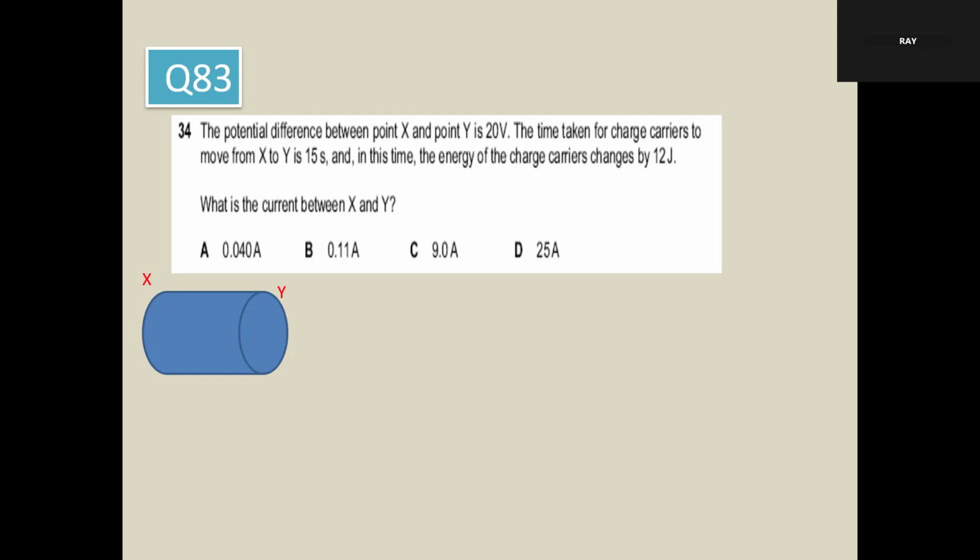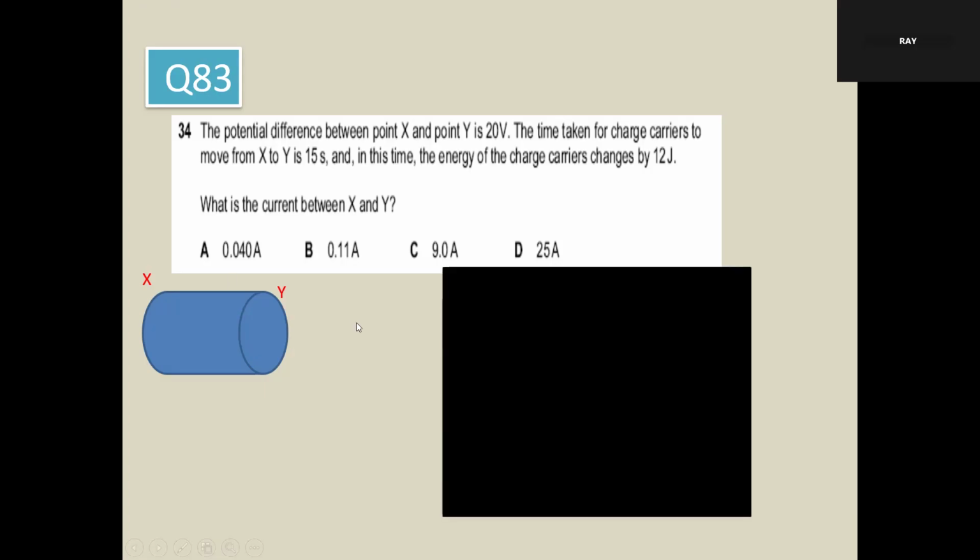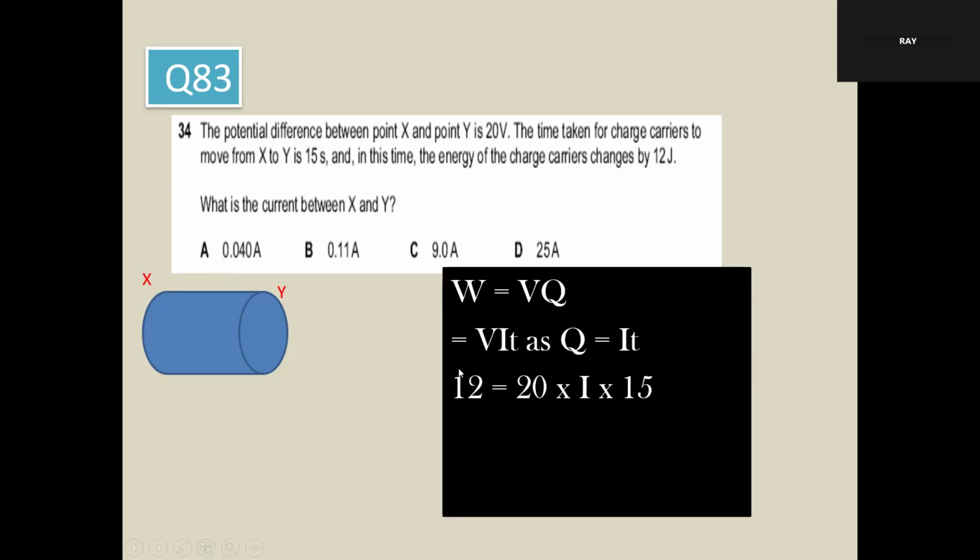Same. Find the charge first, then find the current. Right? Definition of potential difference. Replace your Q with IT and put in what is given. Energy is given. Energy, potential difference, work, current, right? T is 15 minutes, 15 seconds.